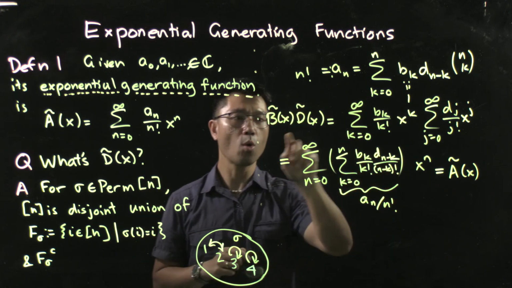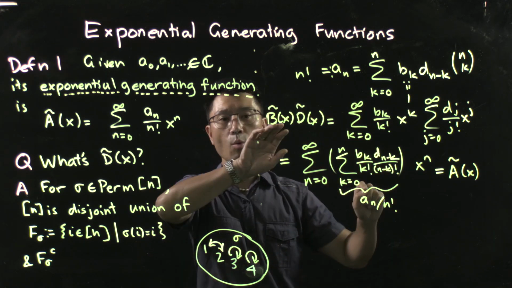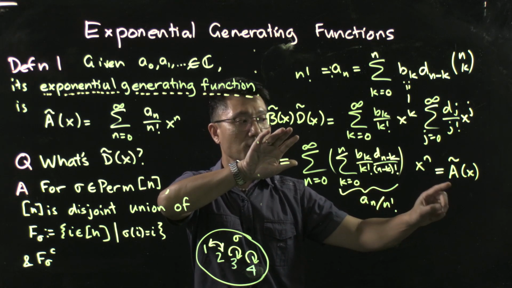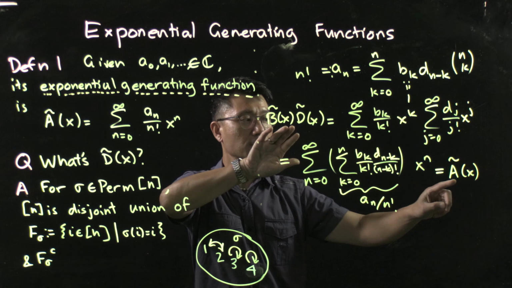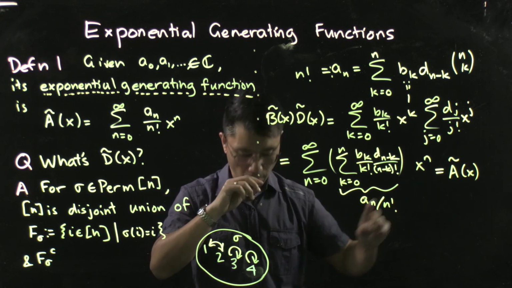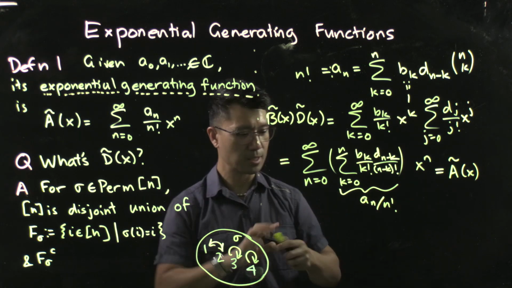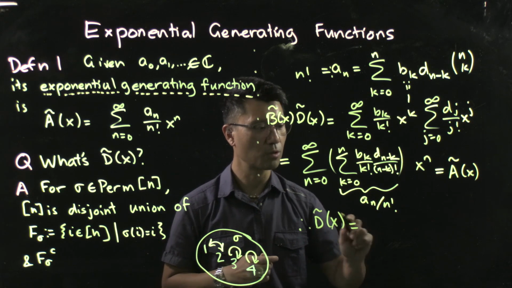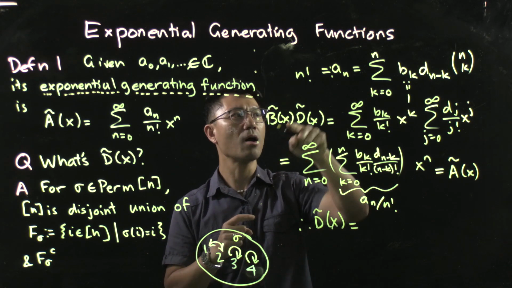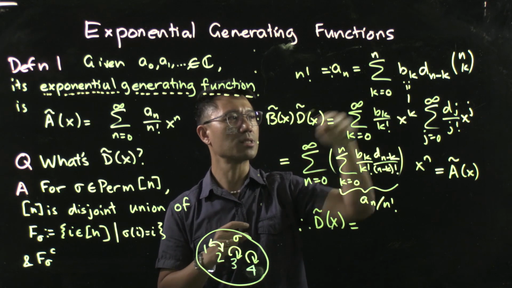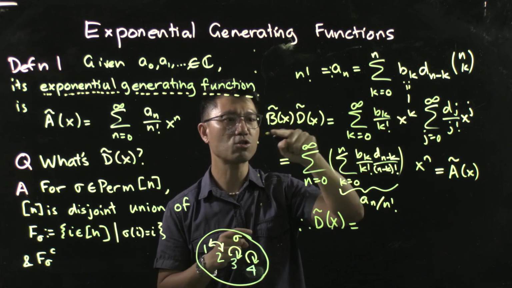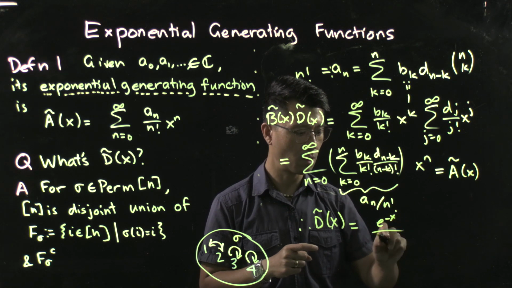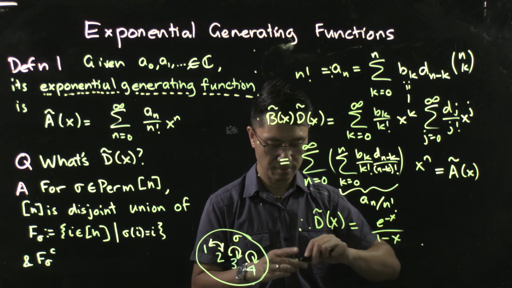And so now we can work out what this d tilde of x is, because we know what b tilde of x is and a tilde of x is. They're things that we already worked out in the first part. So therefore d tilde of x is equal to, remember this is a sequence of ones and that gives us the exponential function, so we divide to the other side, so it's just e to the minus x on 1 minus x.